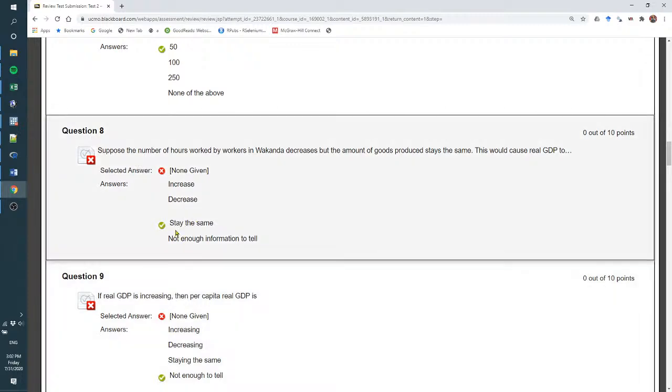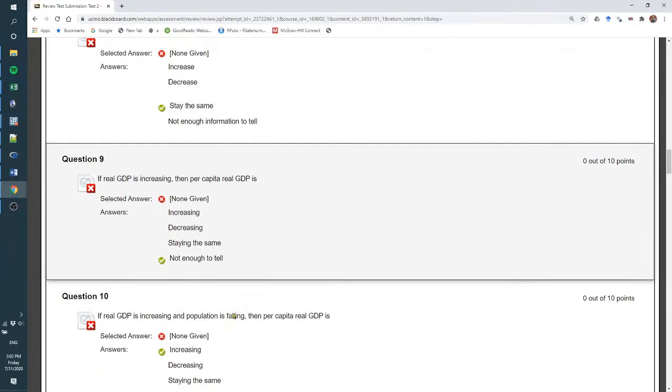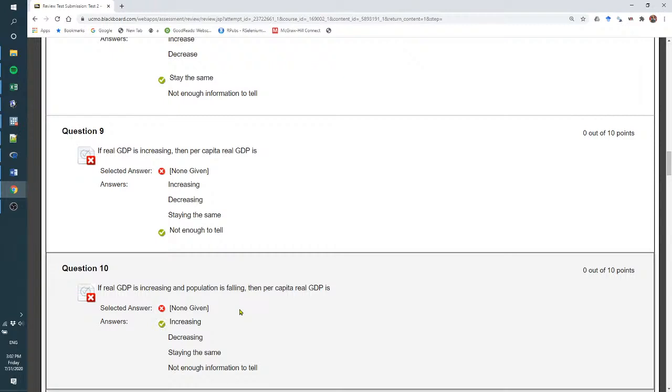So the correct answer there is C, stay the same. Question number 9. If real GDP is increasing, then real per capita GDP is. Well, the trick is we actually don't know in this case. Not enough information to tell.